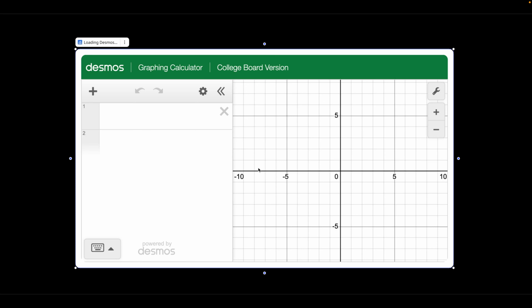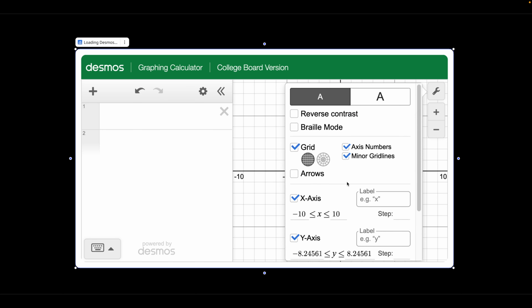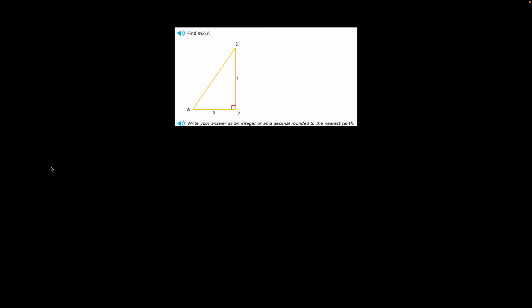Speaking of the calculator, whatever calculator you're using, I'll show you on the Desmos calculator, you need to make sure that you are in degrees. So in Desmos, this is how you change it from radians to degrees. Whatever calculator you're using, make sure it's in degrees, otherwise you're just going to get the wrong answers for every problem.